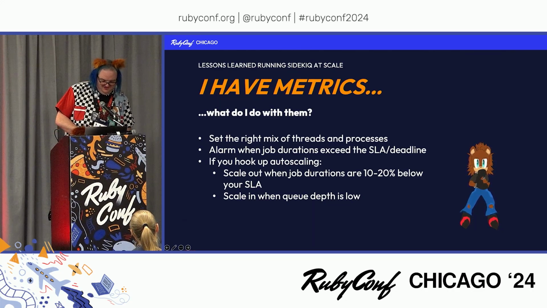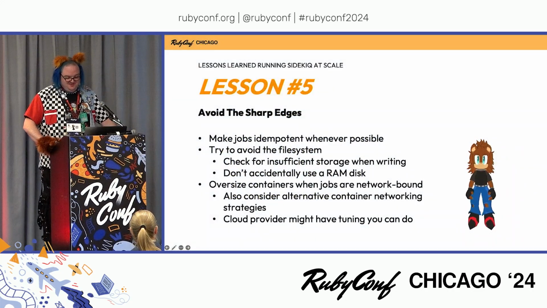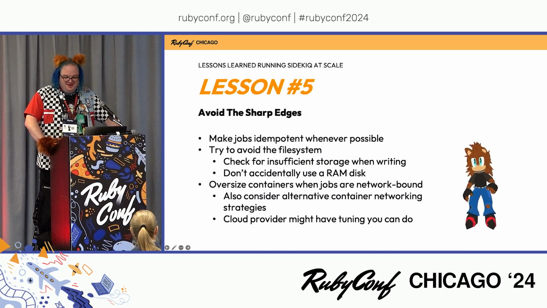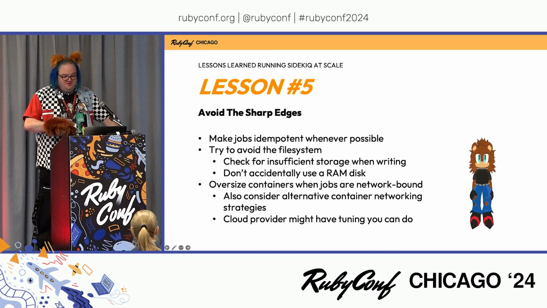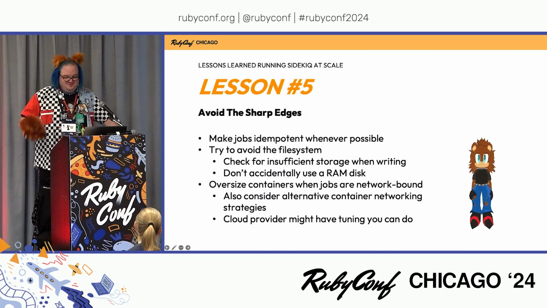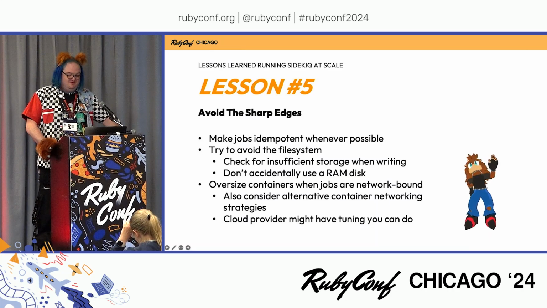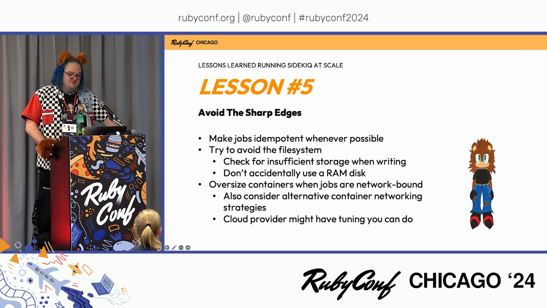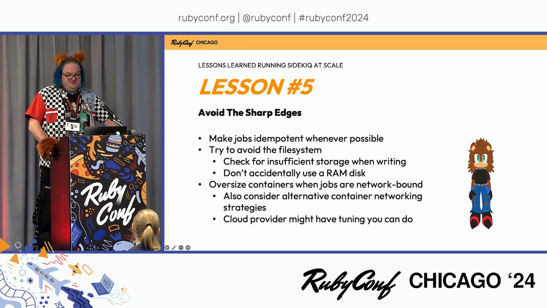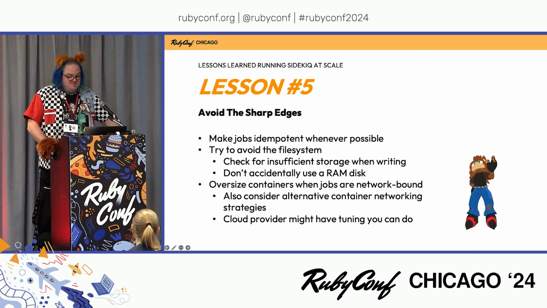So the fifth lesson is to avoid the sharp edges. There's a lot of them, and I thought about making this a whole bunch of different lessons, but then we're at like lesson 50 or something, and it's not worth it. The first thing I have on here is make the jobs idempotent. And what that really means is that sometimes you have a situation, say it happens 0.01% of the time at a certain scale. That's daily or hourly or minutely for some folks.